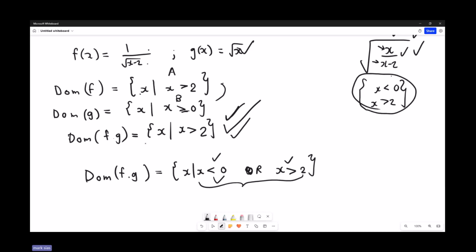This would be the answer for the definition. We just explored it. But this here is a union. That's why I use or. So x is an element of A, right? Or B. But look at B now. B is negative, okay? X is less than zero.